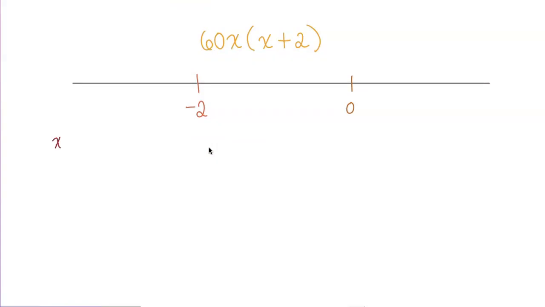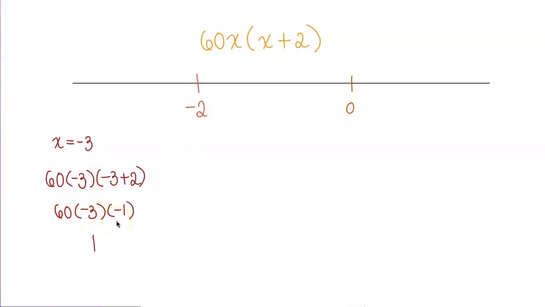So I will pick x equals -3 because -3 is smaller than -2. 60 times -3 times -3 plus 2. This is 60 times -3 times -1. Positive times negative is positive. So this section is concave up.